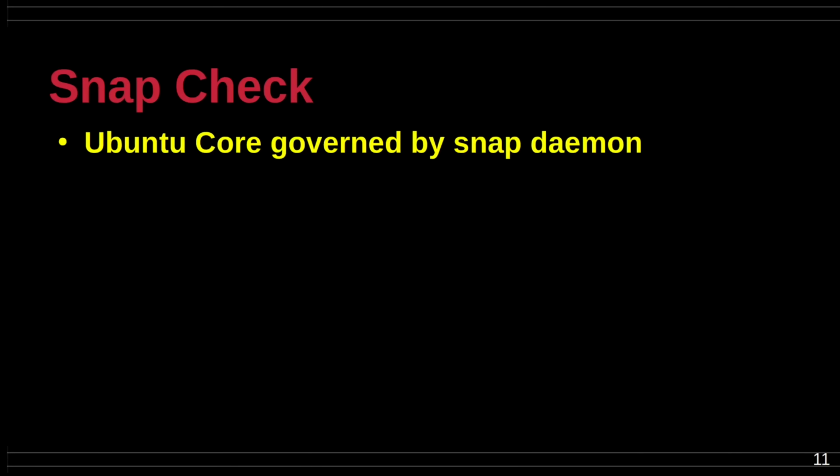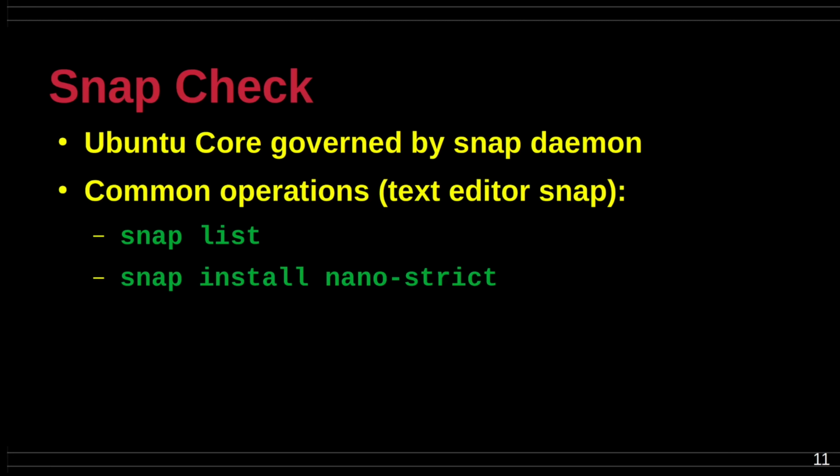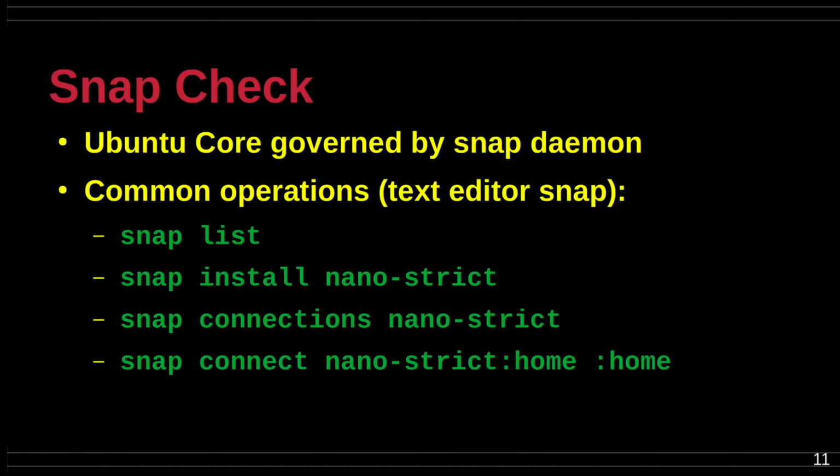The snapd daemon governs operations in Ubuntu Core. It is installed as a service and initialized during first boot. The snap command has many options. Some of the more common ones are listed on the slide. These options are self-explanatory. Naturally, with more practice, one can dispense with a cheat sheet to use these commands.